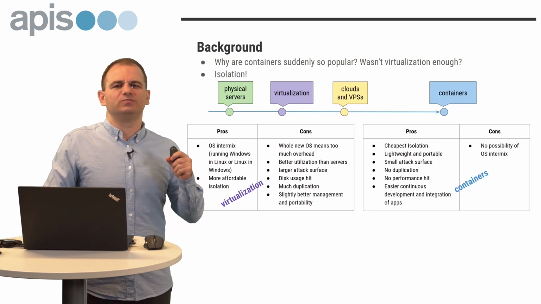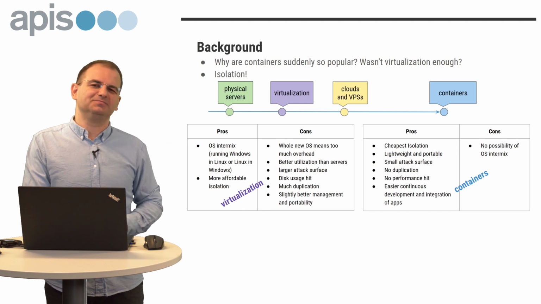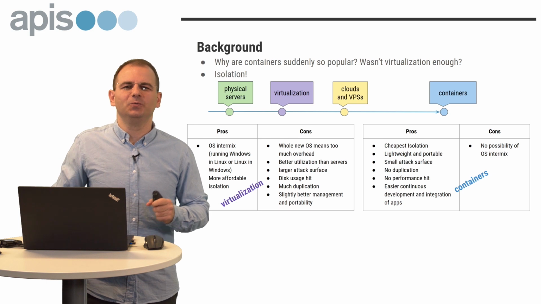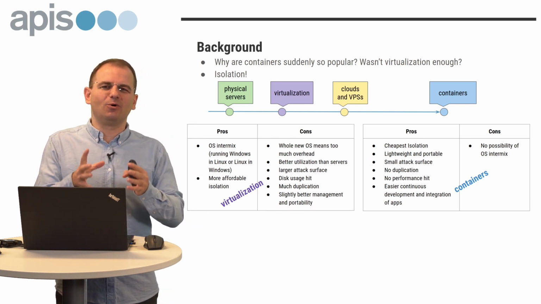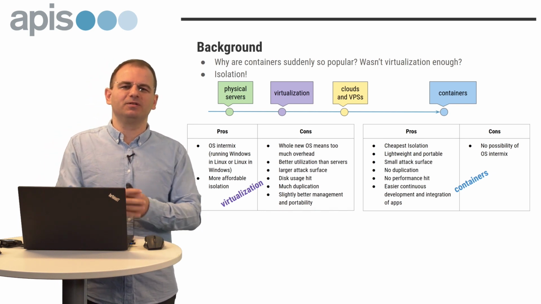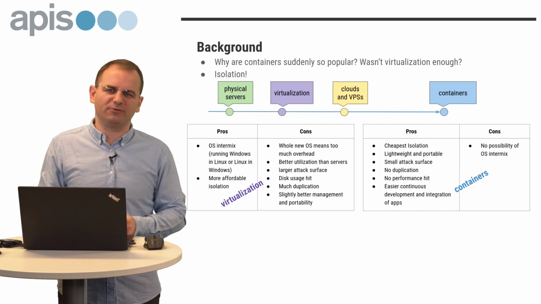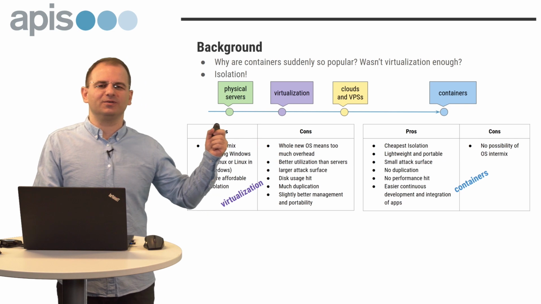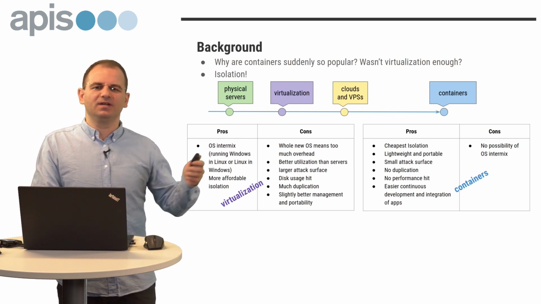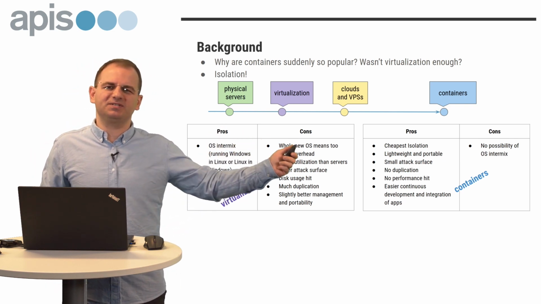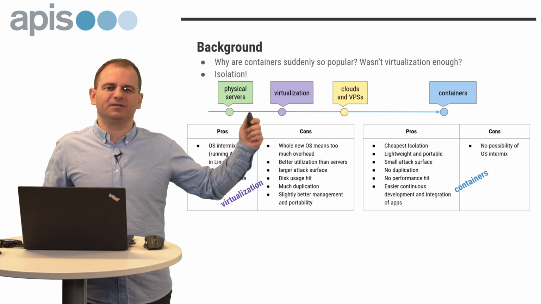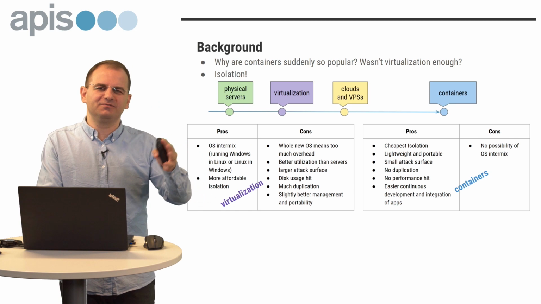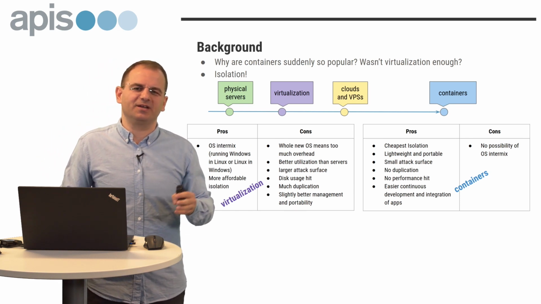So what did people do? They said, okay, this is not going to cut it. We need to do something even more lightweight, even more portable, even more affordable. The solution was called containers. Now, containers provide the cheapest isolation. They're lightweight, portable. You can read all of those points over there, but let me give you a real scenario.